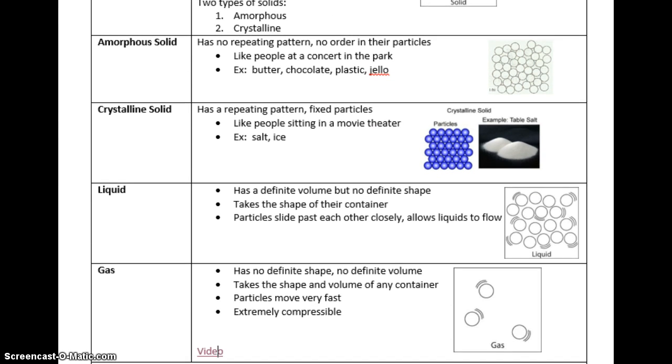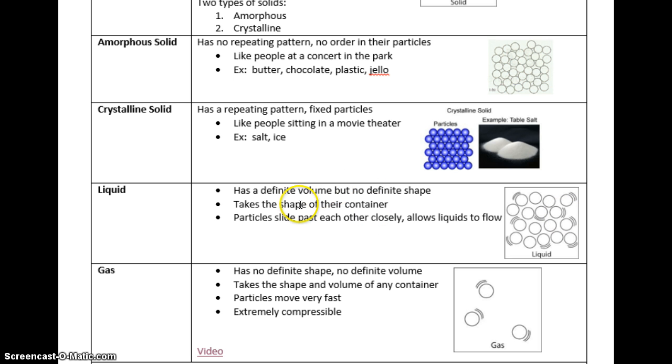Crystalline solids, they have a repeating pattern. Their particles are fixed just like this. See, they're all fixed together, nice and neat. It's like people sitting in a movie theater. They're all in nice, neat rows packed together. Crystalline solids do have a distinct melting point. There's a point at which it starts to melt. Salt and ice. Think about ice. Does it have a distinct melting point? Sure it does. 32 degrees Fahrenheit or 0 degrees Celsius. So those are crystalline solids made up of crystals.